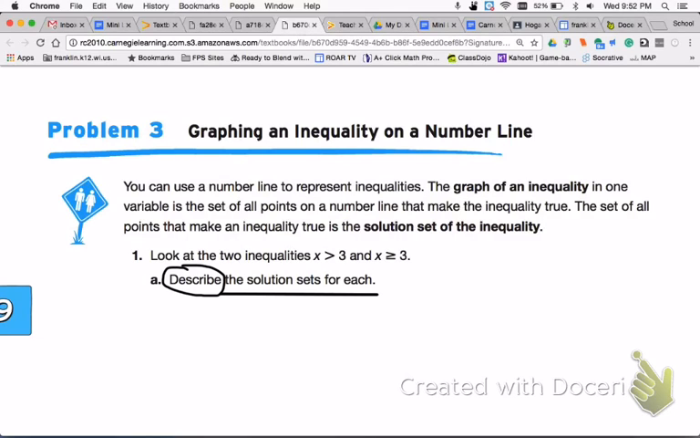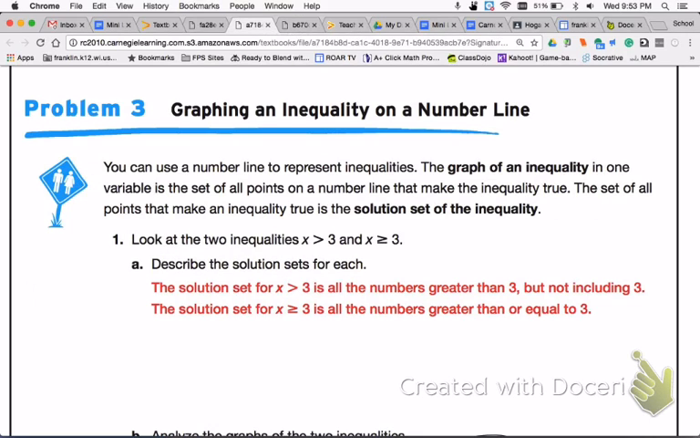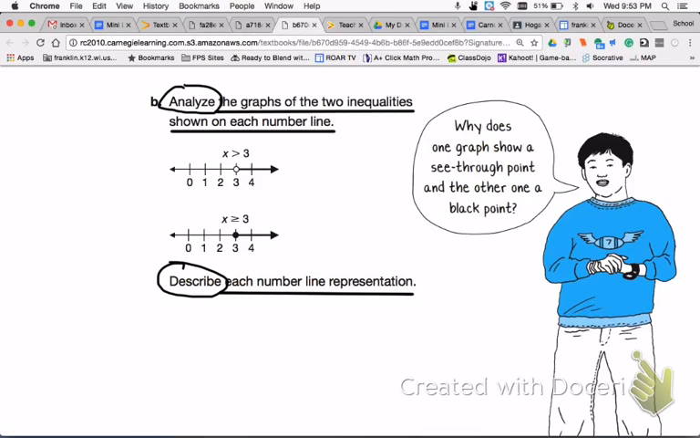Number 1 tells us to look at the two inequalities, x is greater than 3 and x is greater than or equal to 3. Please answer letter A with your group members. For letter A, the solution set for x is greater than 3 is all the numbers greater than 3 but not including 3. The solution set for x is greater than or equal to 3 is all the numbers greater than or equal to 3. Please answer number 1, letter B, with your group members.